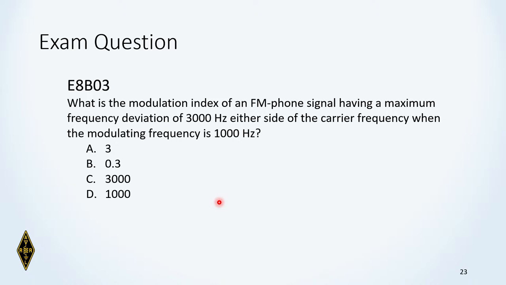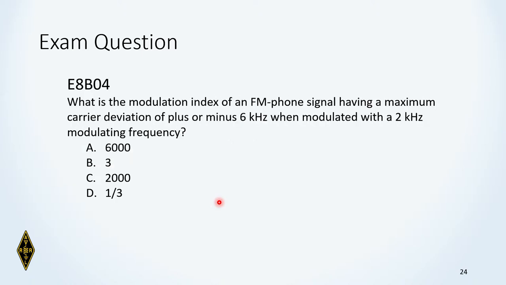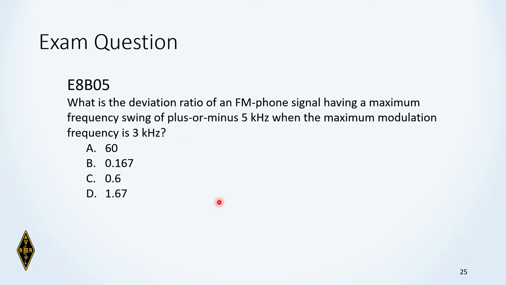What is the modulation index of an FM phone signal having a maximum frequency deviation of 3000 Hertz either side of the carrier frequency when the modulating frequency is 1000 Hertz? Okay, exactly. It's the bigger one divided by the smaller one. And here's another one. They're asking for modulation index, but the formula works exactly the same way. Bigger divided by smaller. Bravo, right. Yep. Got it. Three of you get an A. Everybody else, well, you can stay with us.